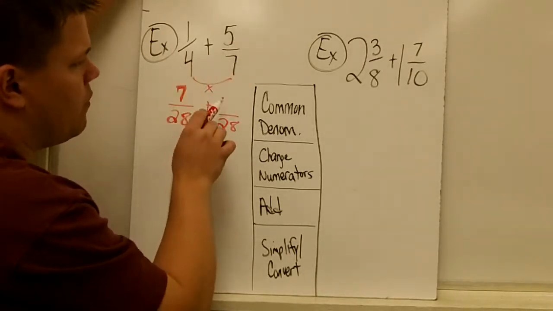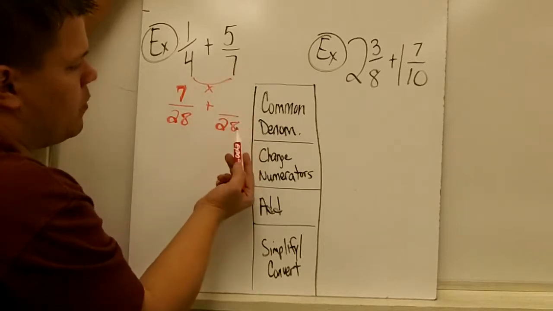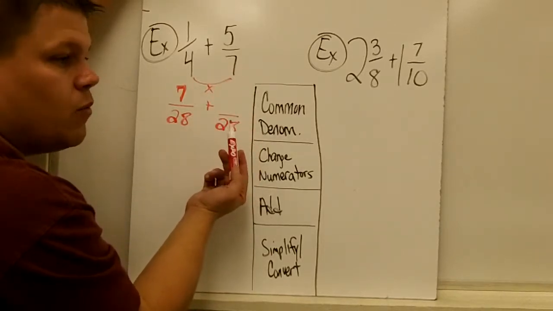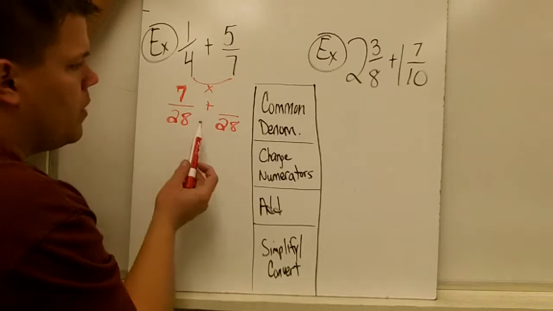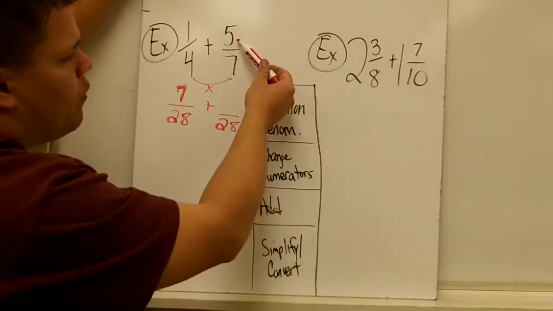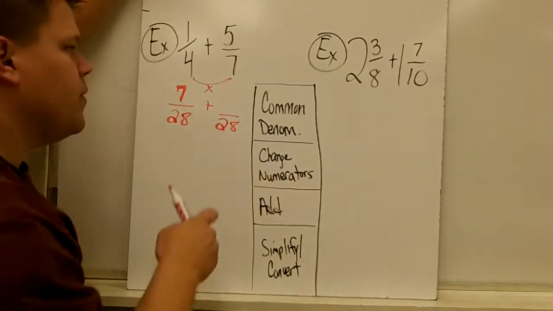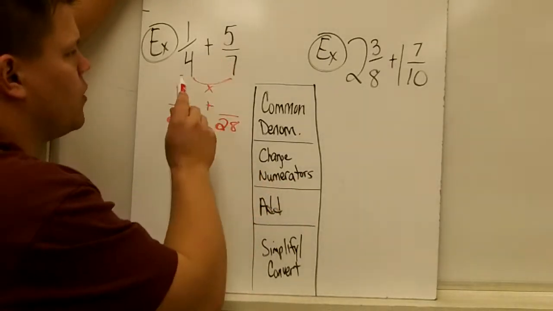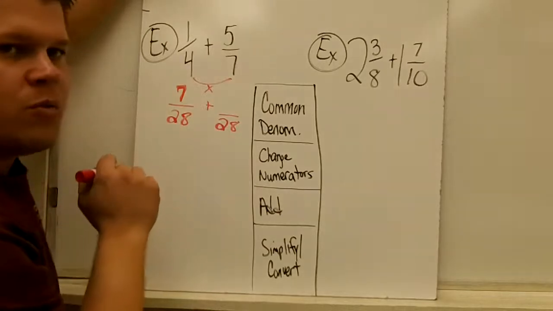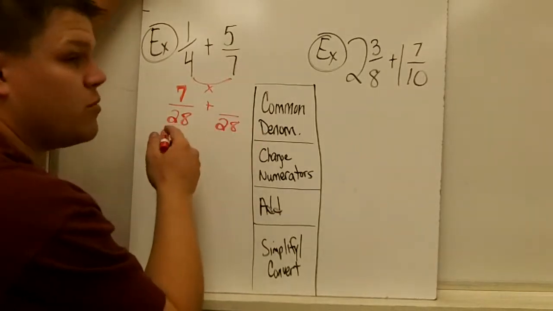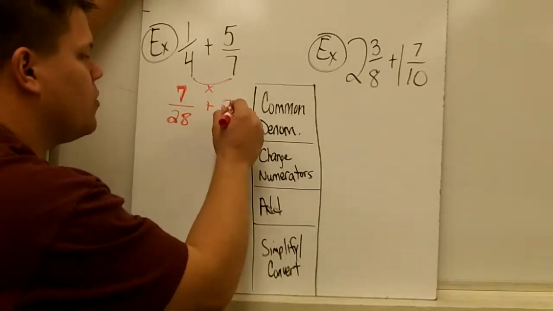And if I say to myself, what can I multiply 7 by that would get me 28? We would be correct if we said 4. So I would have to multiply 5 by 4 as well to maintain that balance and to keep the value of the fraction the same. But if you look at your cross products, you see that you're already having to multiply by 4. So let's just multiply 4 times 5 and get ourselves 20.